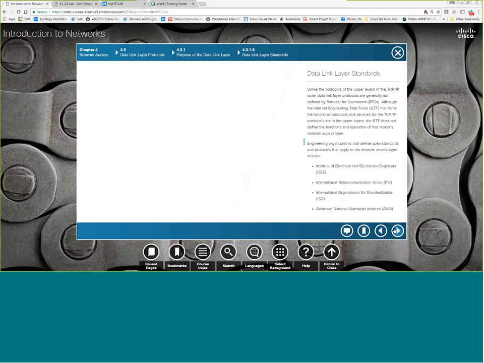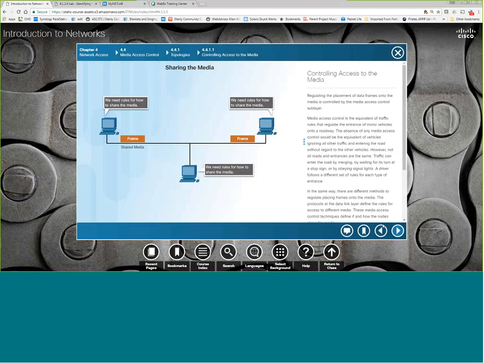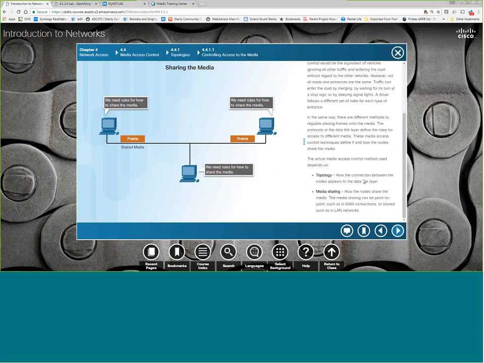Many of the same groups that do the standards for the physical layer also do the standards for the data link layer. And now let's talk about how we control access to the media. I've talked a little bit about this. One is, how do I share this particular media? In the old days, this is actually how Ethernet looked. We had a bus, and each one of these machines was connected via a BNC T connector.